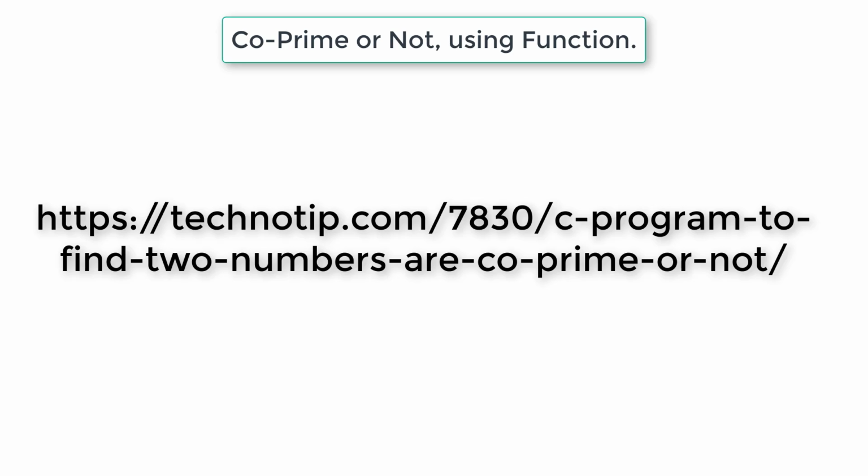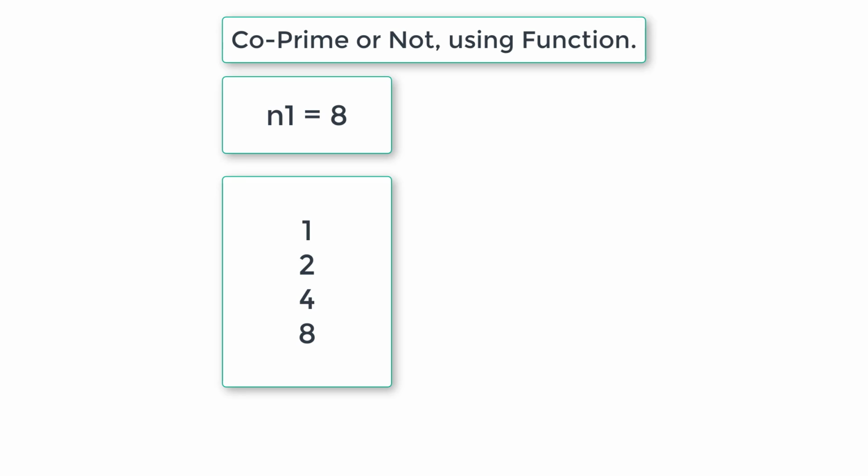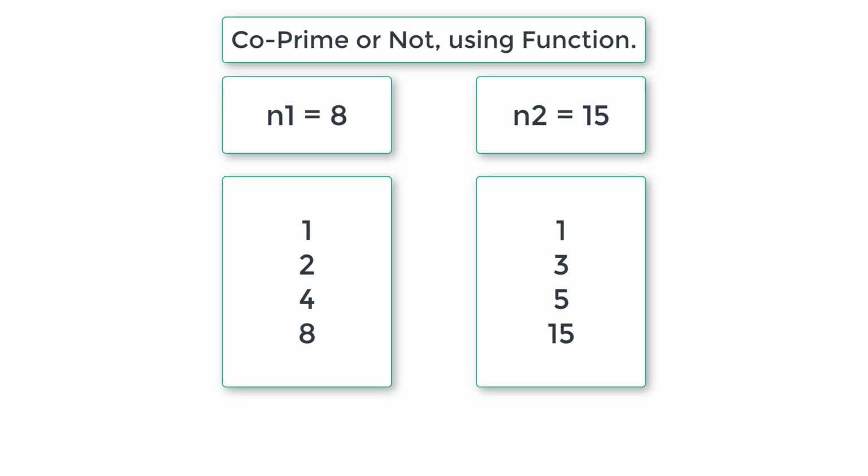Okay. So if the user enters n1 as 8, we find all the factors of 8. Factors of 8 means the numbers which perfectly divide 8. Those numbers are: 1 perfectly divides 8, obviously every number is perfectly divisible by 1. So 2 divides 8 perfectly, 4 and 8 also divide 8 perfectly. So if the user enters n2 as 15, we find the factors of 15, that is 1, 3, 5 and 15.